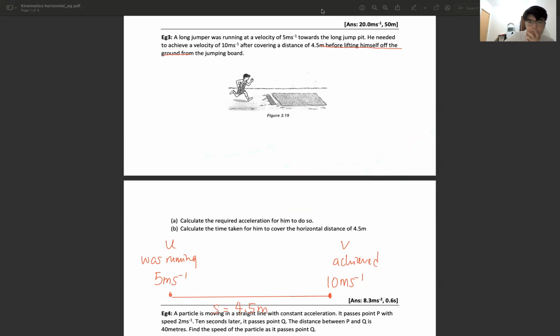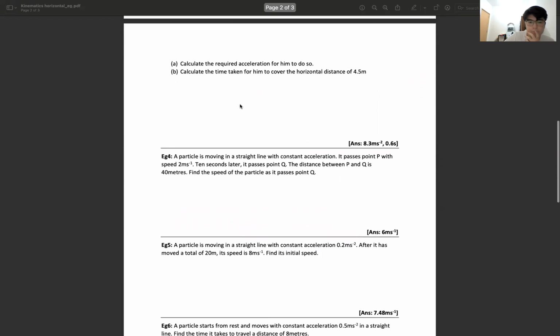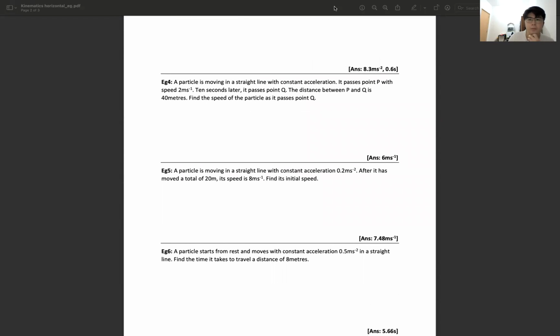Question number 4. Okay. A particle moving in a straight line with constant acceleration passes point P with a speed of 2. Okay, let's draw it out first, P. Sometimes drawing it makes it easier. P, Q. It says it first travels towards P, right? Then it passes through point P at a speed of 2, so the speed here is 2 meters per second. Then 10 seconds later, it passes Q. The distance between the two is 40 meter. Find the speed of the particle as it passes point Q.